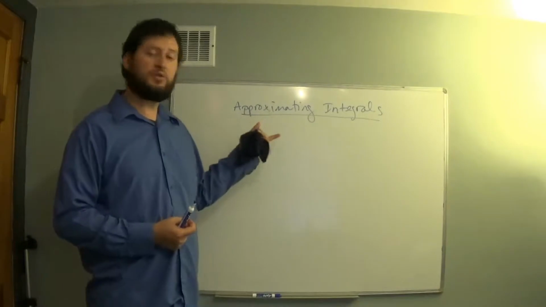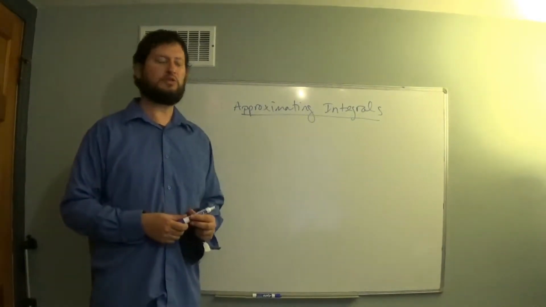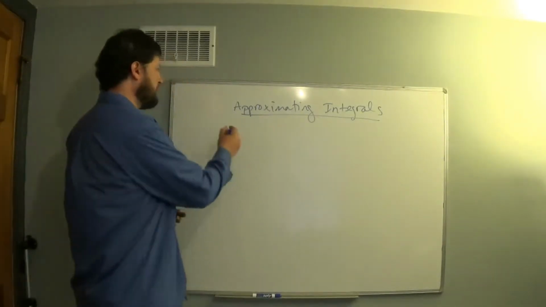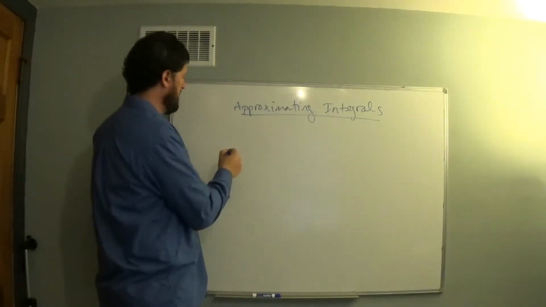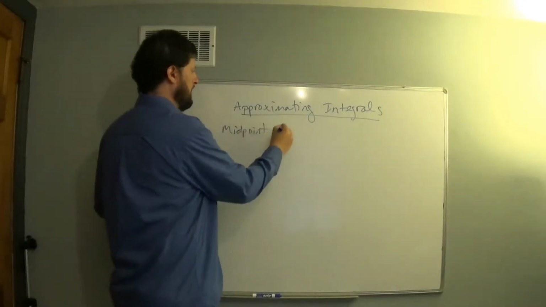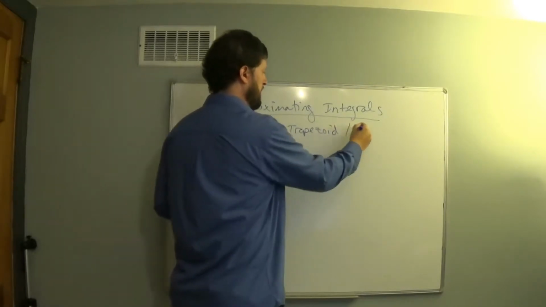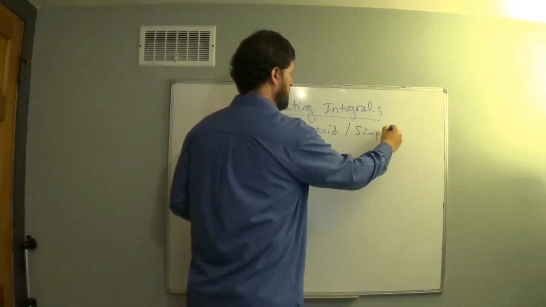A much more robust one than what we'll be looking at, but these are the first steps towards understanding what's really happening. And there's three that we're going to look at. We're going to look at the midpoint rule, and the trapezoid, and then the third is Simpson's rule.